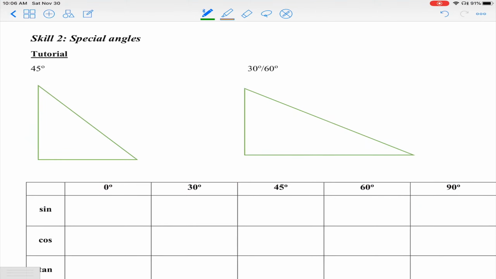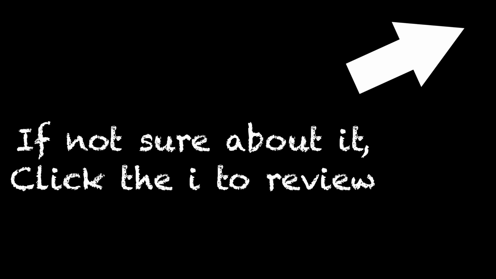So let's begin. Hope your Skill 1, the ambiguous case of the sine law, was okay. You just need to remember those two cases, and the second case has a subdivision of 3. As long as you understand, it should be okay.